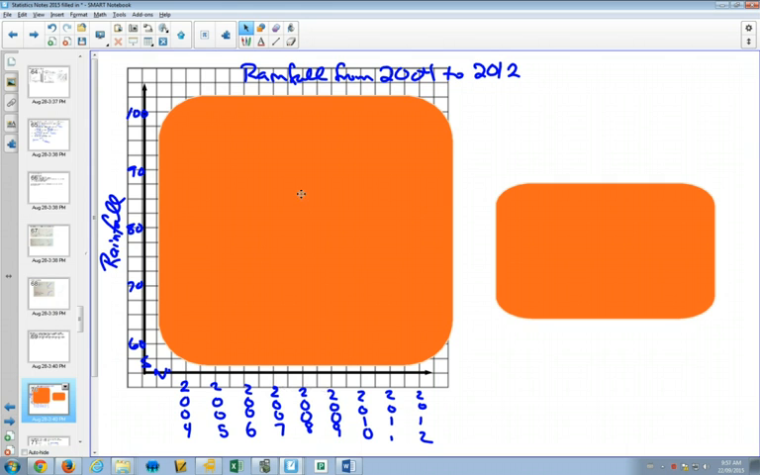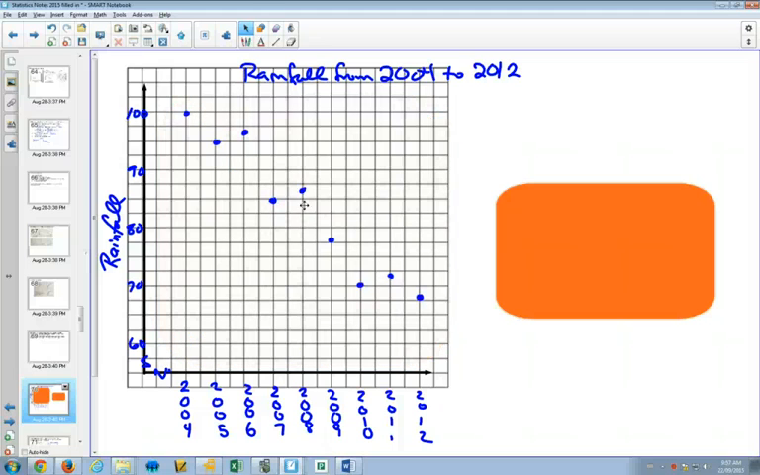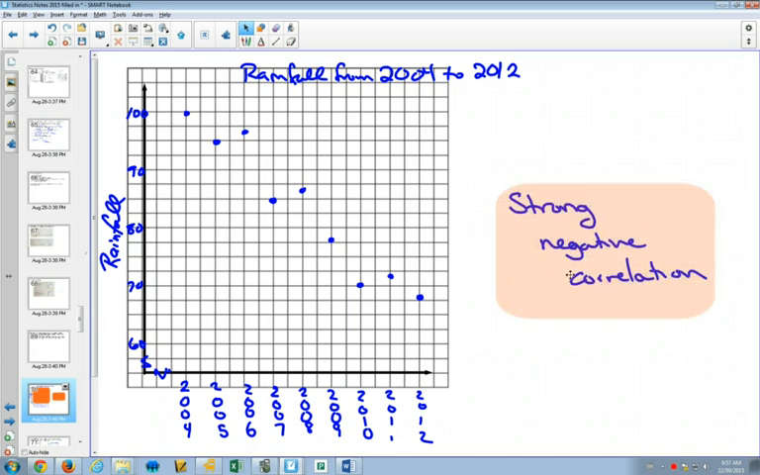I don't know if you've had a chance to plot it all already. This is what it looks like. It's not looking good. Getting less and less rainfall every year. What kind of correlation would we say this is? Negative. Weak, strong, or moderate? That's pretty strong. It is pretty tight if you think about what your line of best fit would be.